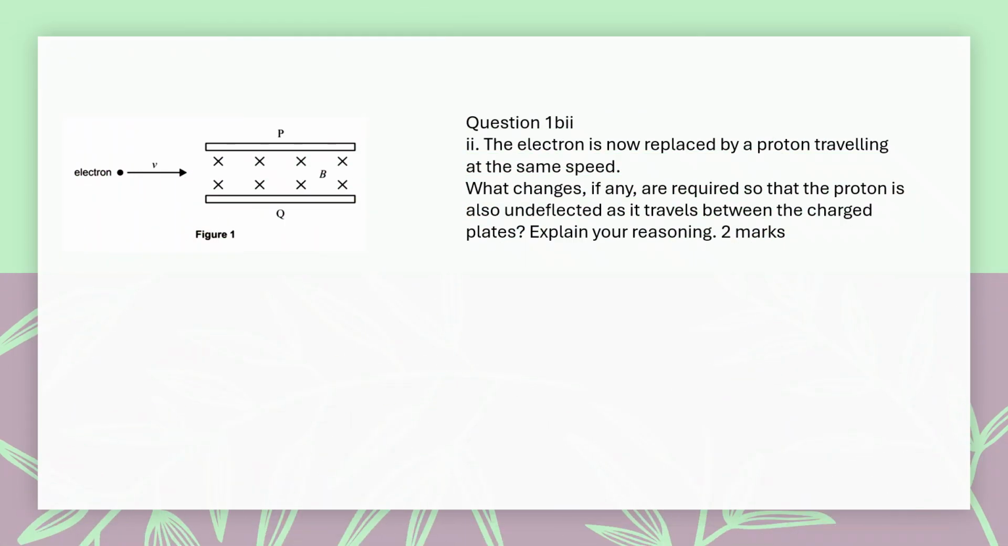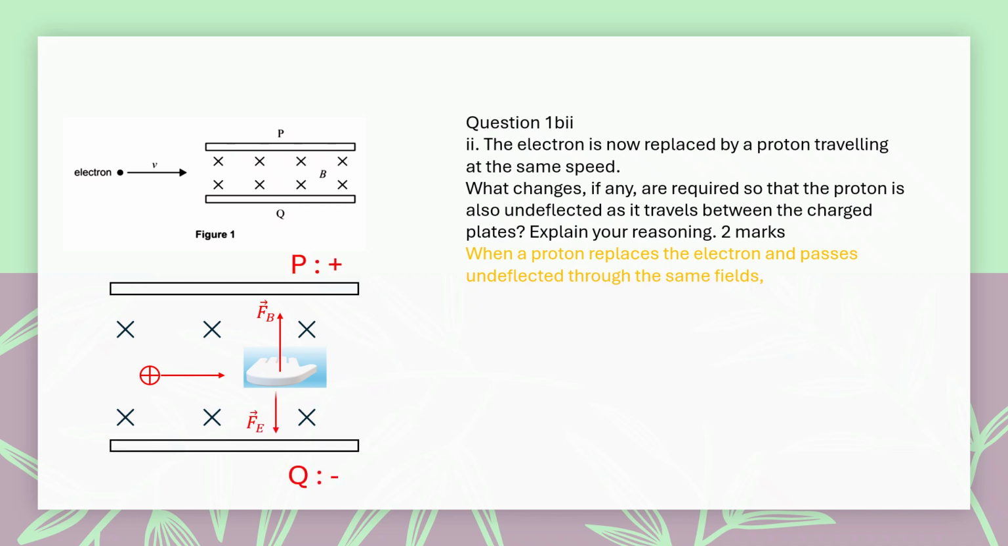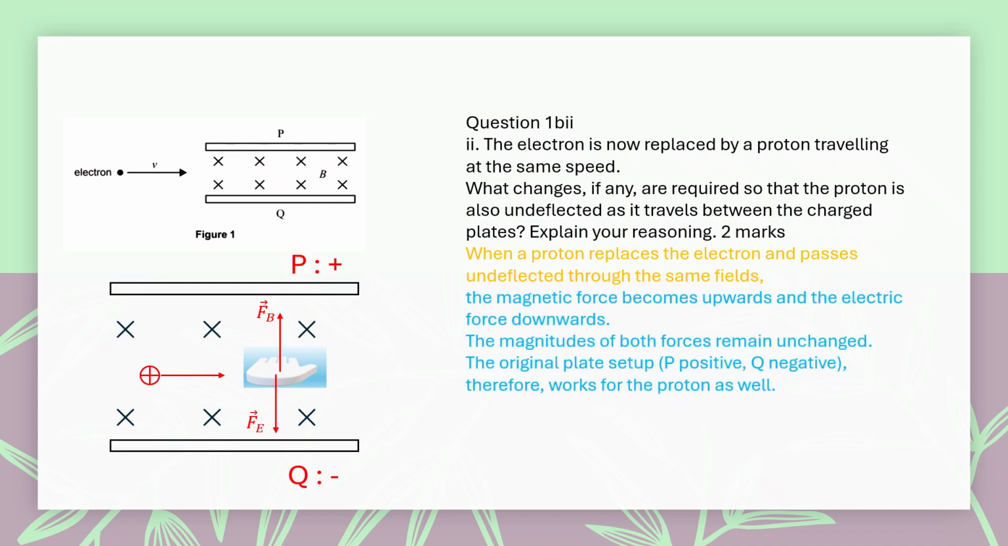When a proton replaces the electron and passes undeflected through the same fields, the magnetic force becomes upwards and the electric force downwards. The magnitudes of both forces remain unchanged. The original plate setup, P positive, Q negative, therefore, works for the proton as well.